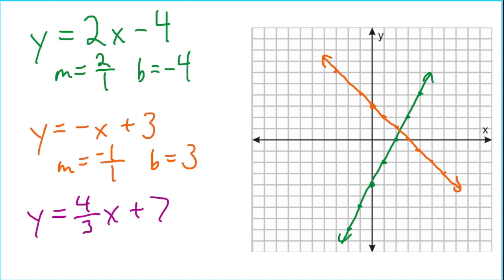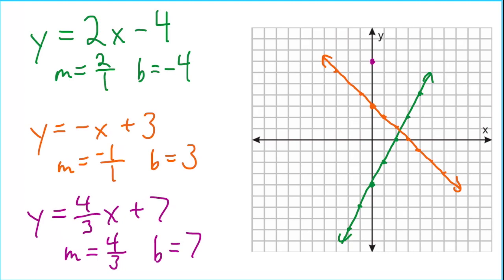And you might see that we're going to run into a little problem here, but it's not a big deal. Our slope here is 4/3. Our y-intercept is 7. So the first step is always going up or down on the y-axis. This time we're going up 7. So I'm going to count up 7. 2, 4, 6, 7. That's my y-intercept.